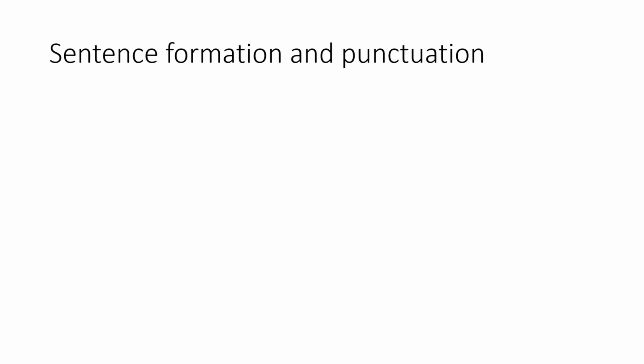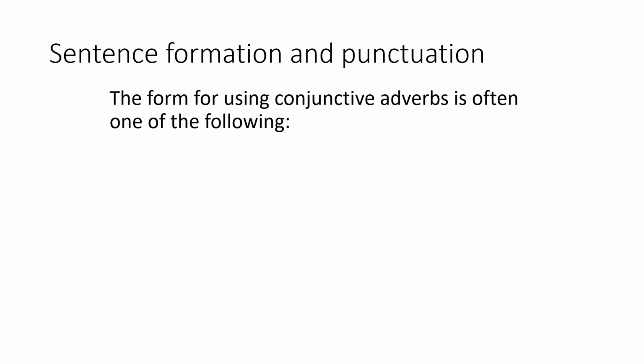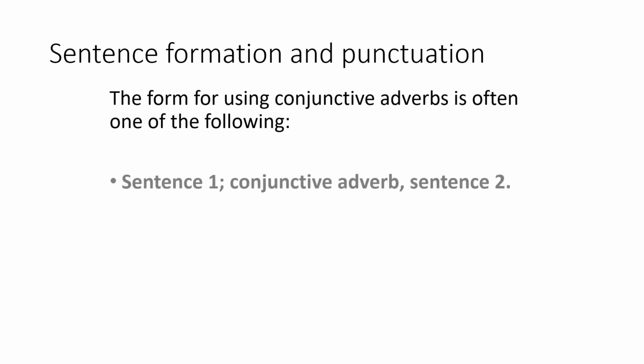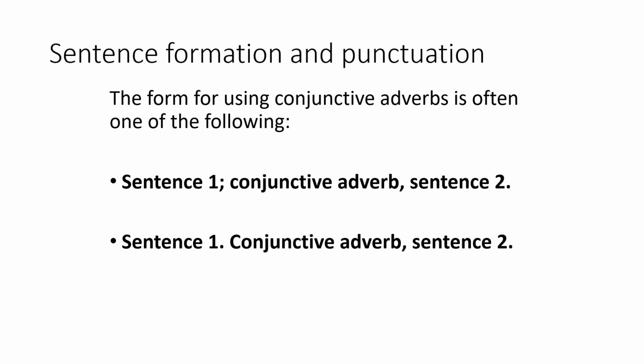Let's go over the sentence formation and punctuation when we use conjunctive adverbs to join sentences. The form for using conjunctive adverbs is often one of the following. We can have the first sentence followed by a semicolon, the conjunctive adverb with a lowercase letter beginning it, followed by a comma, and then the second sentence. Another option is to write the first sentence with a period and begin the second joining sentence with the conjunctive adverb followed by a comma and the second sentence.